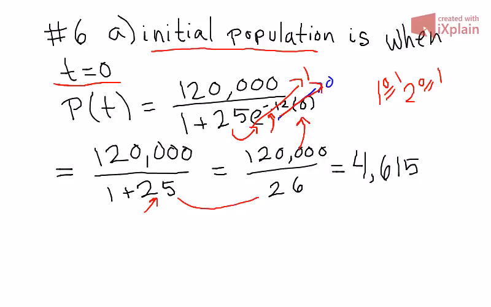So now I evaluate and I get 26. 1 plus 25 is 26. And then I divide and I get 4,615. So my initial population before any time had went by was 4,615.